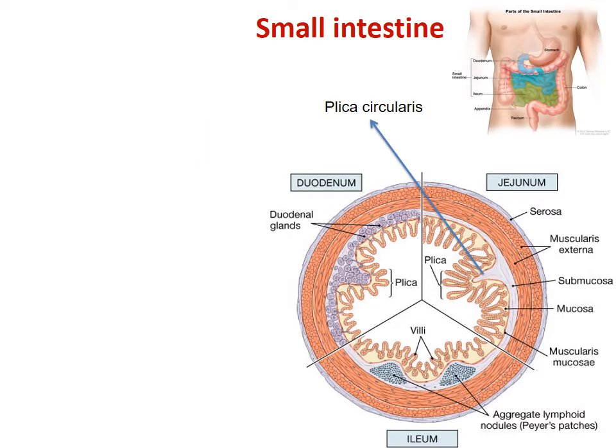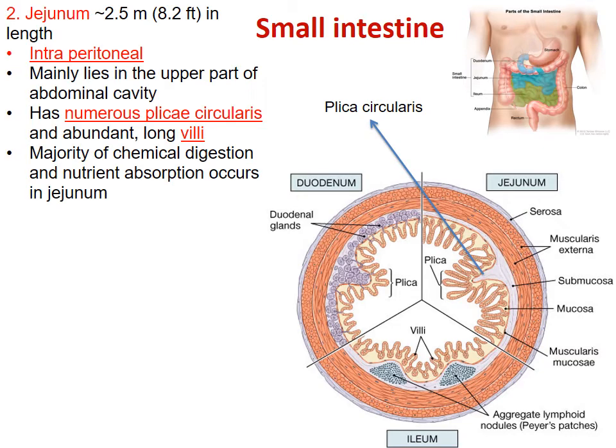Okay, this is the small intestine, again, continuation. After the duodenum, 25 centimeters, we have got the jejunum, which is 2.5 meters, almost 8.2 feet long. And this one is intraperitoneal, meaning inside the peritoneum. Usually in the small intestine, the jejunal part is completely intraperitoneal, right? Many loops lie in the upper part of the abdominal cavity, with numerous plicae circulares and abundant long villi.